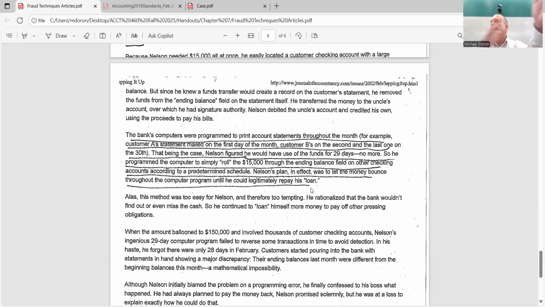So what he would do, they would send out the customer account receivable statements on different days. So the first day of the month, customer A would pay their $15,000 in receivables. He would pocket that money. The next day, customer B would pay. He would take that 15,000 and use it to pay customer one's account. Third customer would pay, would use that money to pay customer two's account. And he would keep going throughout the month. As long as he put that money back by the end of the month, everything was fine. And he got an interest-free loan of $15,000 every month.